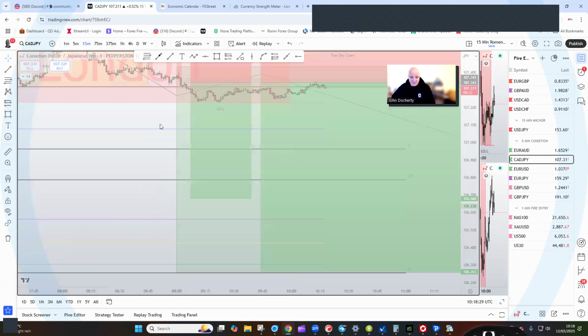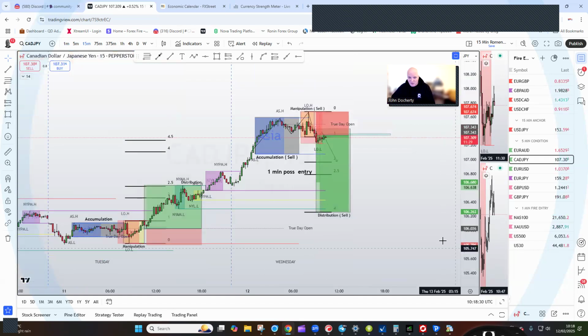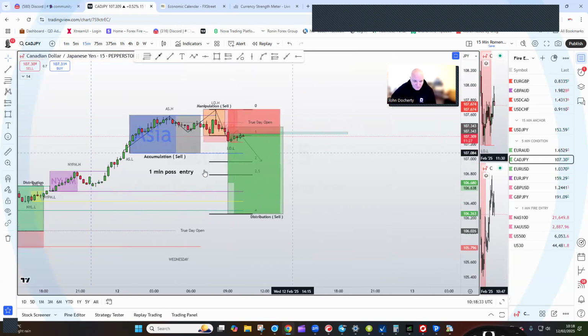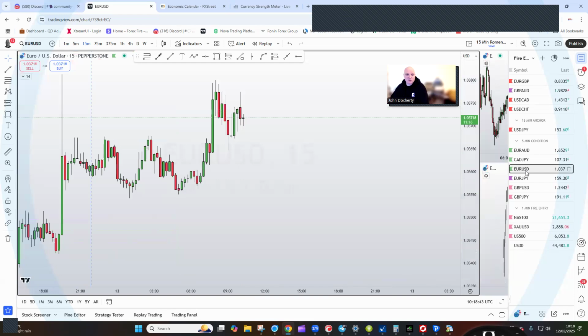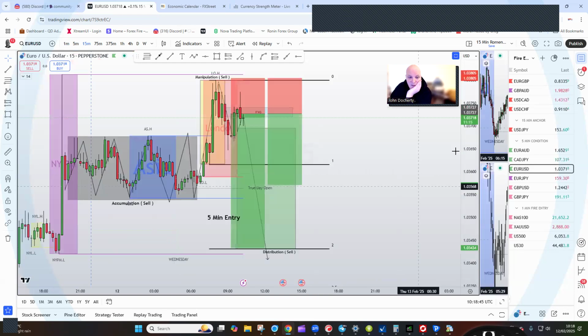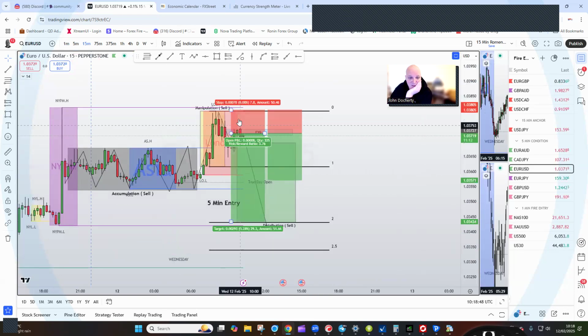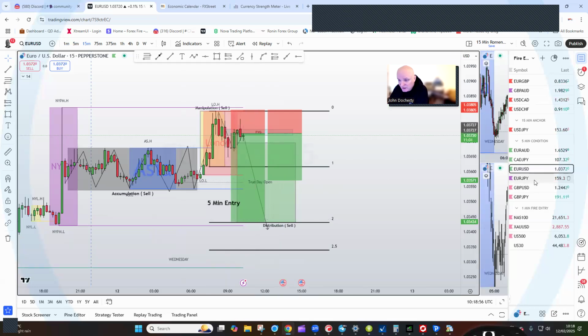So I'm going to go back to the 15 minutes. I'm going to come back into this. And then I'm going to put in now entered. Okay, so now I know that that's done. I'm going to go to Euro USD. Euro USD, it's meandering about. It's gone into a little bit of heat. We have tapped into the FVG from the accumulation manipulation distribution area. It is in slight profits.